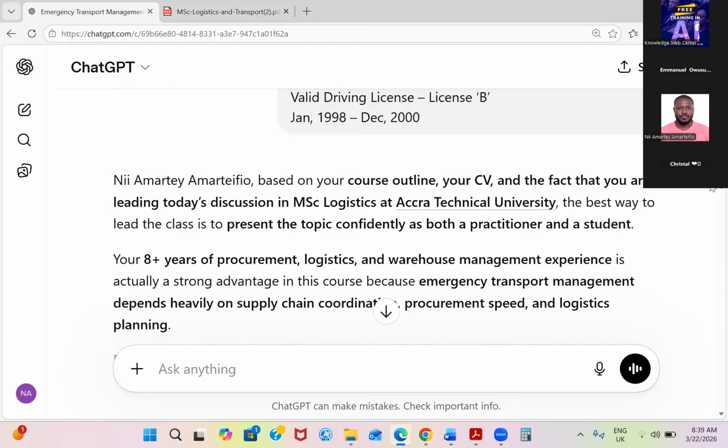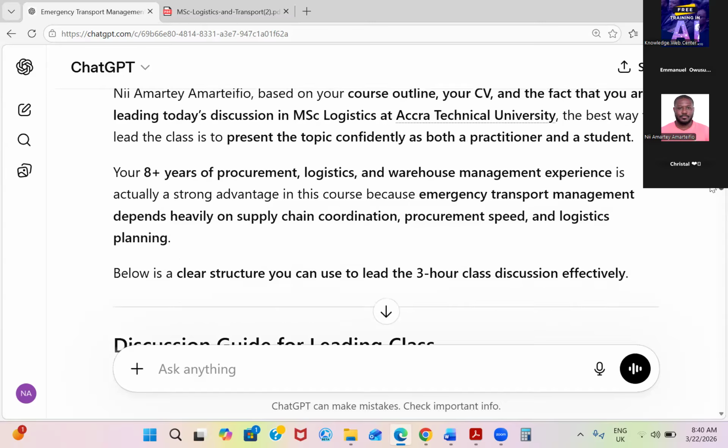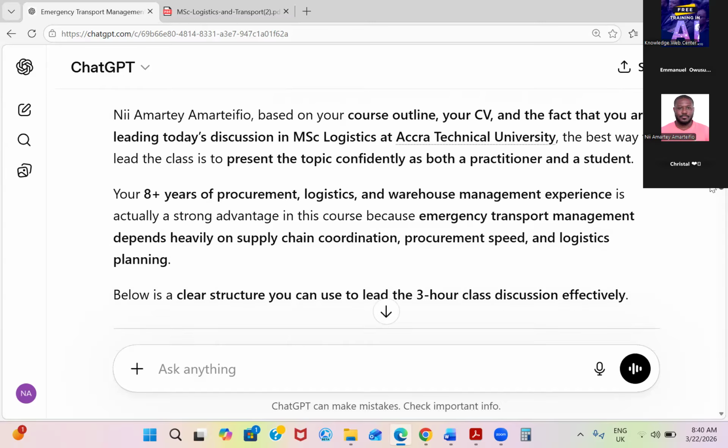So it said, Nii Amartey, based on your course outline, your CV, and the fact that you are leading today's discussion in MSc Logistics at Accra Technical University, the best way to lead the class is to present the topic confidently as both practitioner and a student. Your 8 years experience of procurement, logistics, and warehouse management experience is actually a strong advantage in this course because emergency transport management depends heavily on supply chain coordination, procurement speed, and logistics planning. Below is a clear structure you can use to lead a 3-hour class discussion effectively.